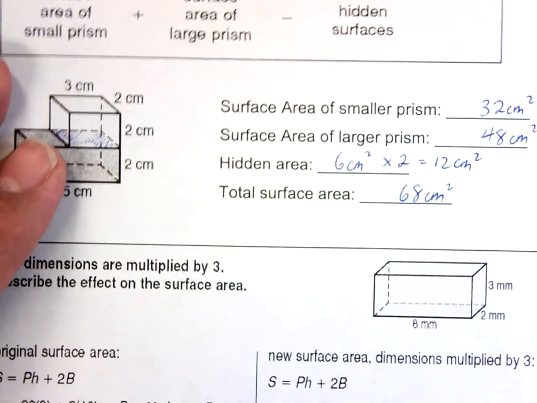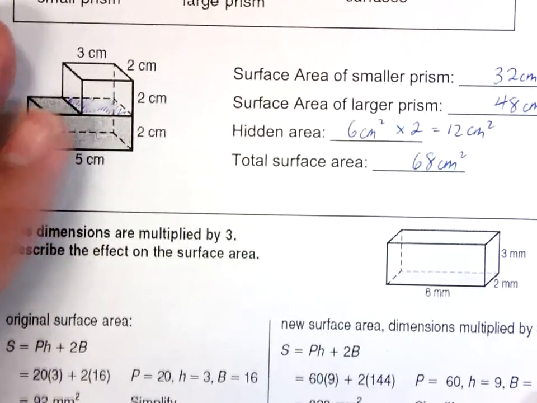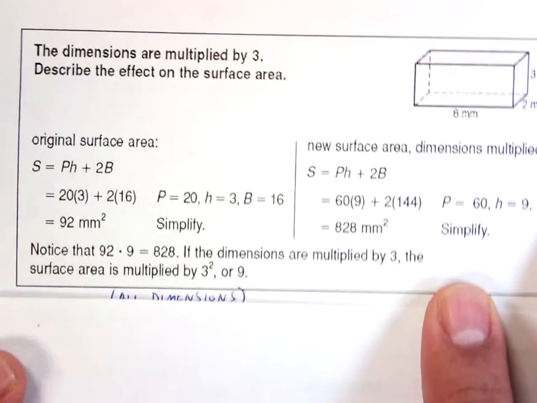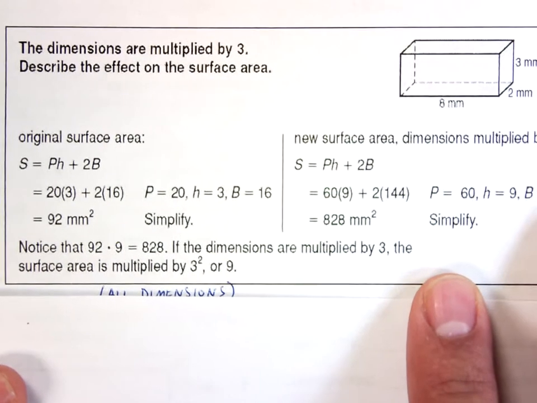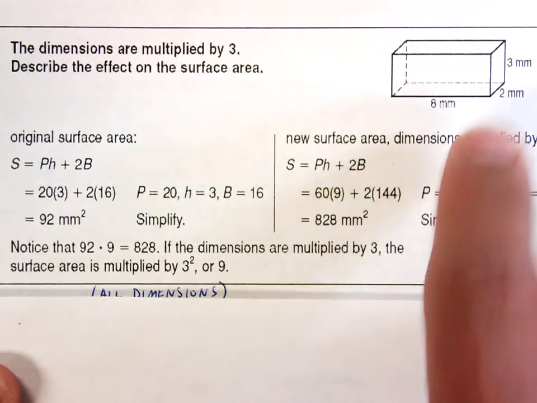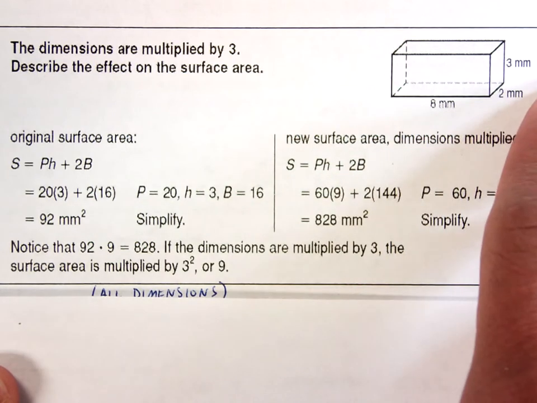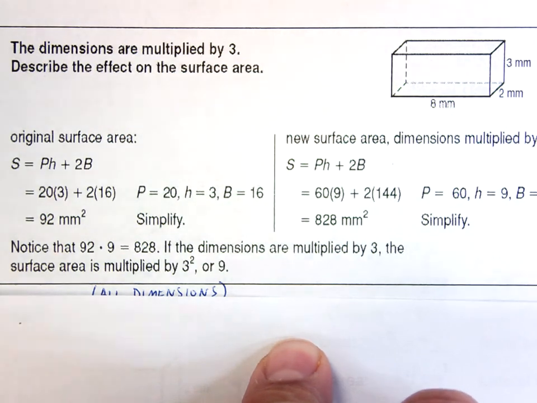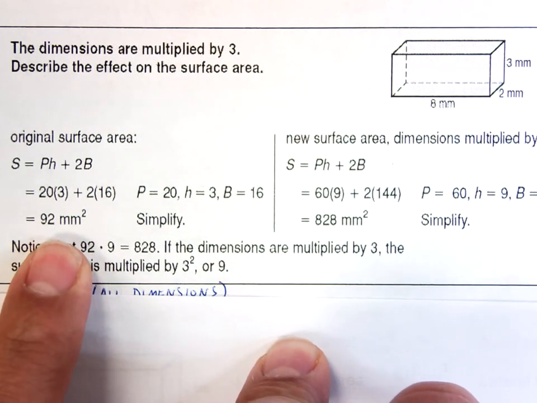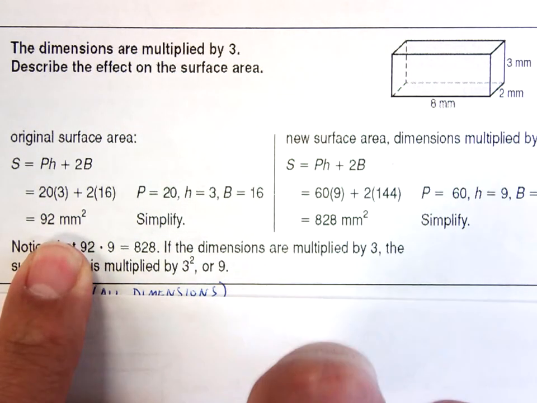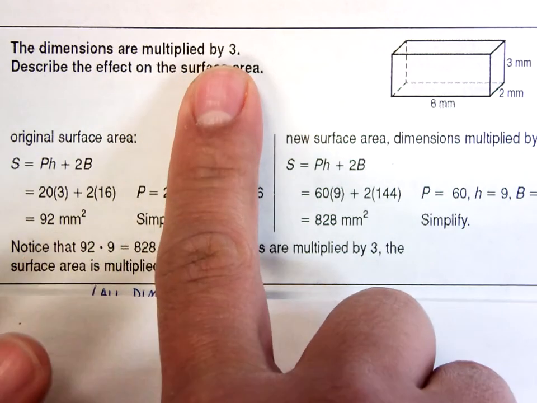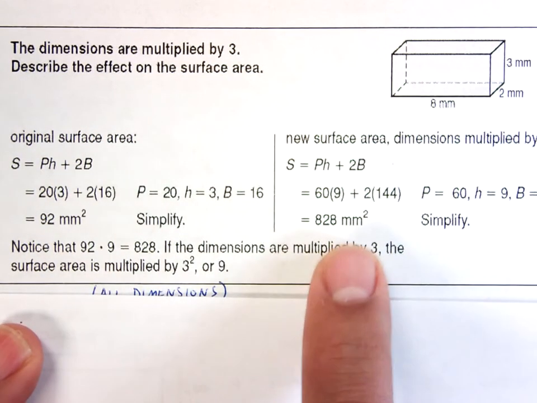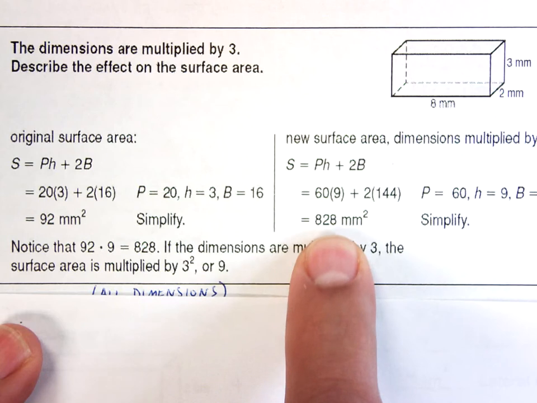All right, dimension change. So we've done dimension change in 2 dimensions. So what happens when I do a dimension change in 3 dimensions? So here they give me this figure. I got 8 by 2 by 3. And if I do the original surface area, they get 92 millimeters squared. Then they do a dimension change and they multiply all the dimensions by 3. And they get a new surface area of 828.